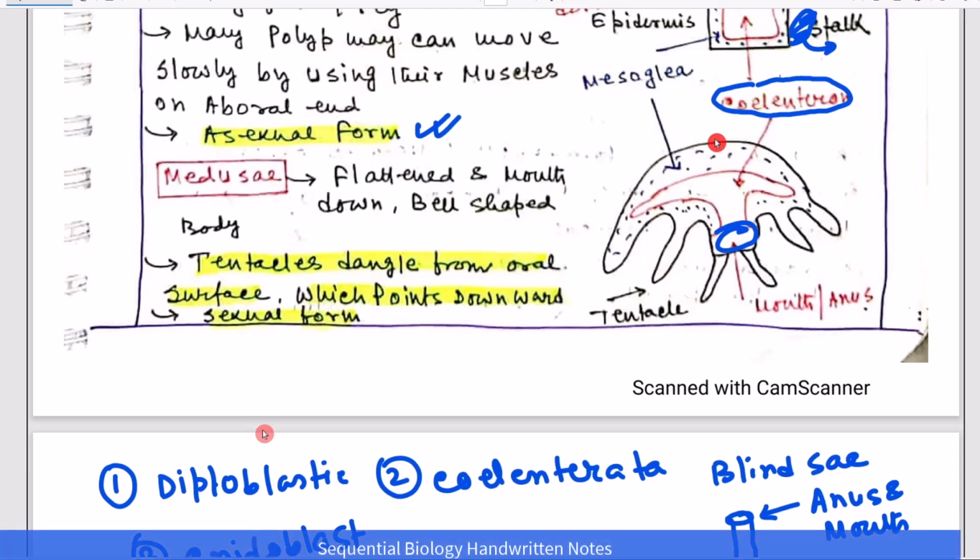They also have epidermis, this layer is epidermis, and this is gastrodermis, and in between the epidermis and the gastrodermis the mesoglea is present, with a few cells in this layer, and also tentacles are present. Tentacles dangle from the oral surface and point downward. Tentacles are also arranged in a downward position, and this is the sexual form.